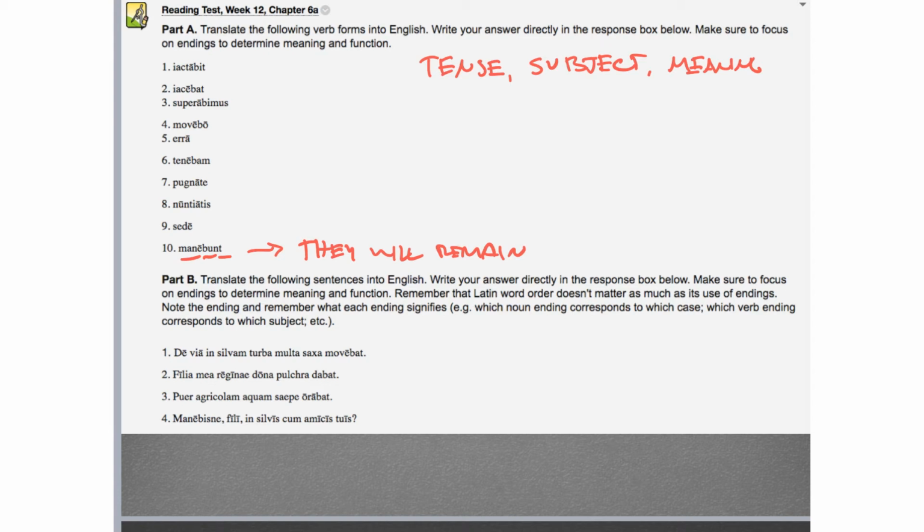If I go to nuntiatis, all right, no tense sign. So that means it's present, right? Just that A is the character's vowel, and the TIS is my you plural. So you all announce, right? Just straight present tense. All right, and I'll leave the rest for you. Translations, I'll leave those for you as well, but same thing, right? Keep in mind subject and keep in mind tense.